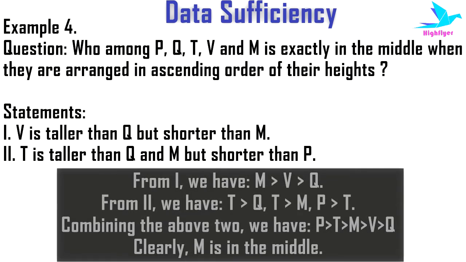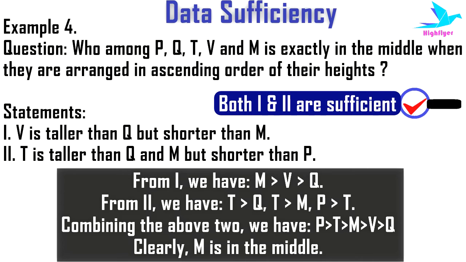Now here from statement 1, we know that M is greater than V greater than Q, and from statement 2, we know that T is greater than Q, T is greater than M and P is greater than T. So to get the required answer, we have to combine both, and combining them we will get P greater than T greater than M greater than V greater than Q. Hence clearly M is in the middle. So here both 1 and 2 are sufficient, because to find the answer we need both the statements.